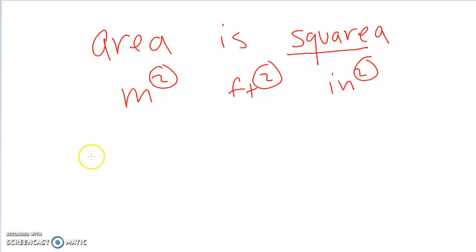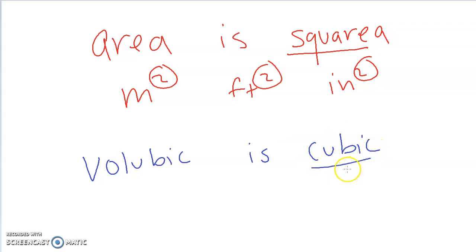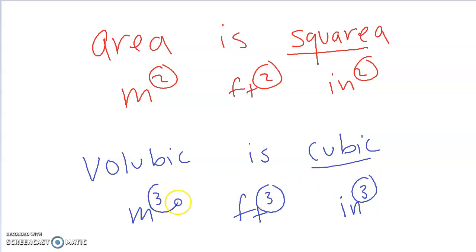And when we're talking about volume, if area is squarea, then volume is cubic. Now, that's not nearly as good or as catchy as area is squarea, but it works. And what this means is instead of having square units, we're going to be talking about cubed units. Like meters cubed would be an example of volume. Feet cubed would be an example of volume. Inches cubed would be an example of volume.